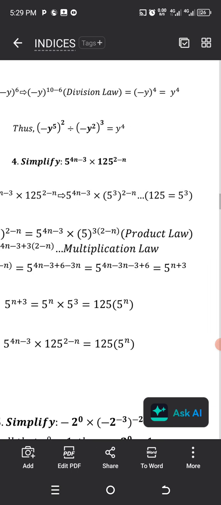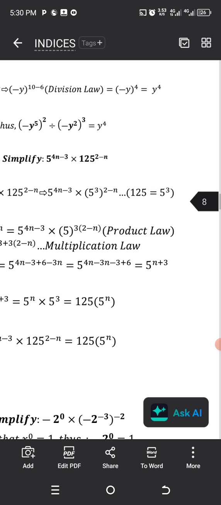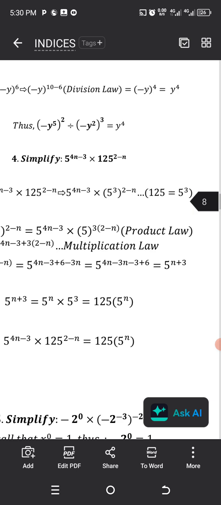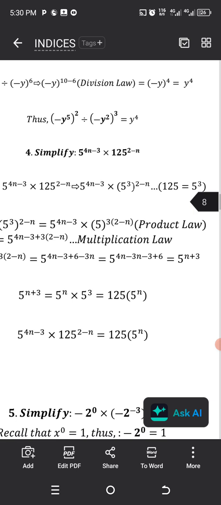So you can see that 5 raised to power 4n minus 3 multiplied by 125 raised to power 2 minus n. And you can see that we are having 5 raised to power 4n minus 3 multiplied by 5 raised to power 3 in parentheses, everything raised to 2 minus n. You'll be wondering now, 125 changed to 5 raised to power 3 is being expressed at the right hand side. That is 125, if you convert it to index, is what? 5 raised to power 3. So that is 5 times 5 times 5, which is going to give you 125.